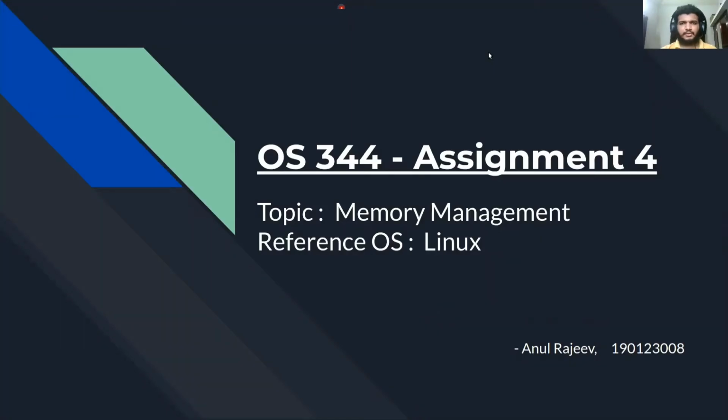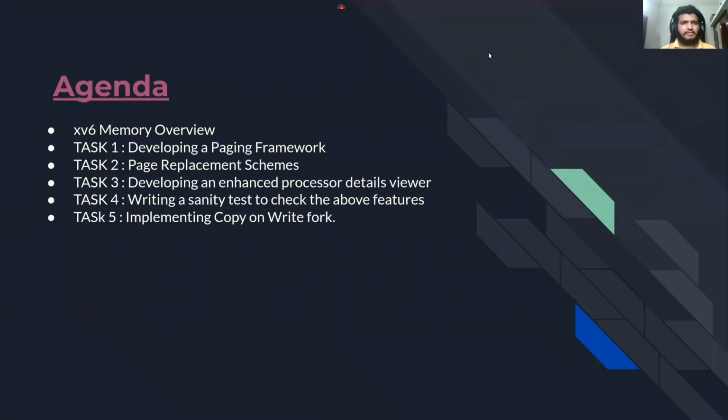Hi everyone. As part of the operating systems course assignment, that is OS344 assignment 4, I'm going to make a presentation on the topic memory management with the reference operating system as Linux. So we'll have a rough overview of xv6 memory first, and then we will develop several tasks like developing a paging framework, page replacement schemes, an enhanced processor details viewer, and then a sanity test to check the above features. And finally, we will implement a copy on write fork.